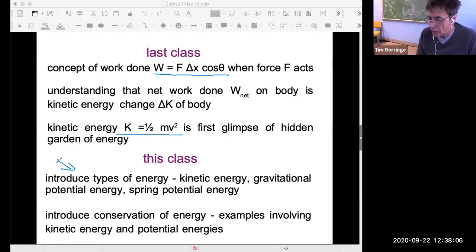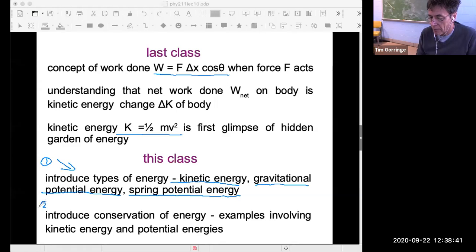One is to introduce some different types of energy. One will be kinetic energy. We started to talk about it, but we're going to say more about that. Another one will be what we call gravitational potential energy. And then finally, we're going to talk about spring potential energy. So these are three types, three forms, three brands of energy that we'll talk about in today's class. And that's really going to be our first topic.